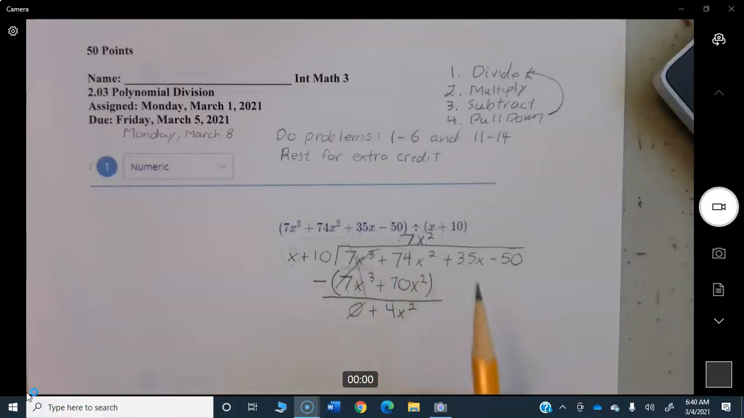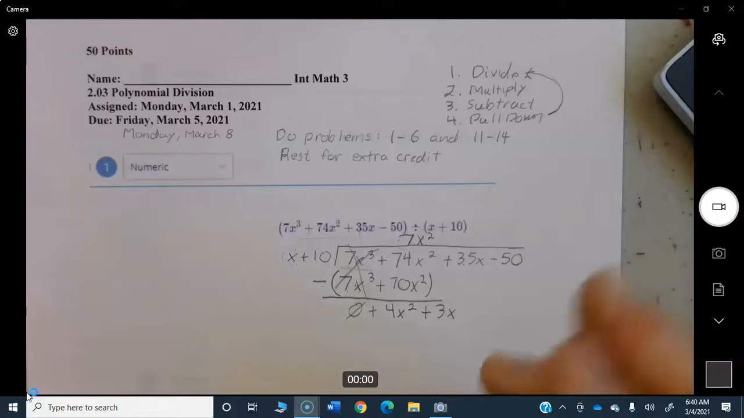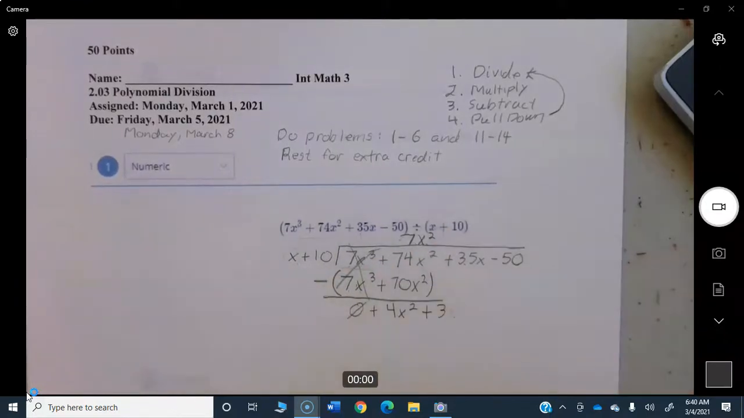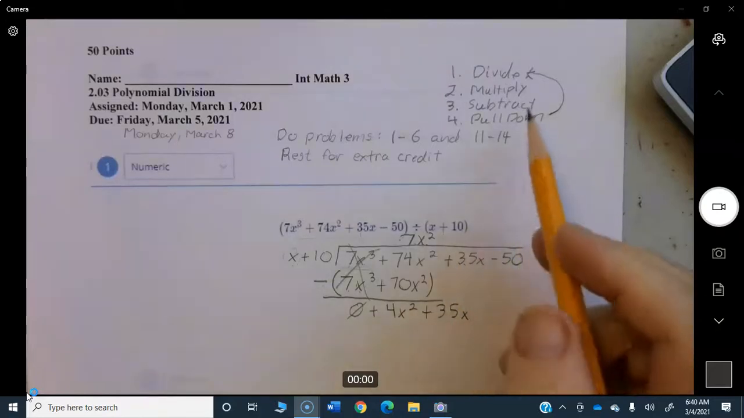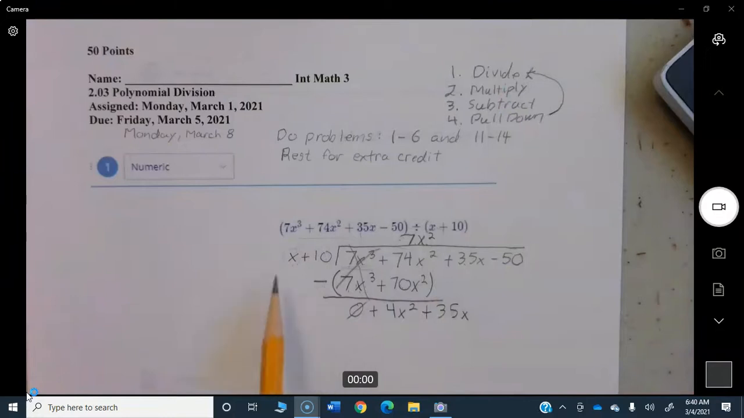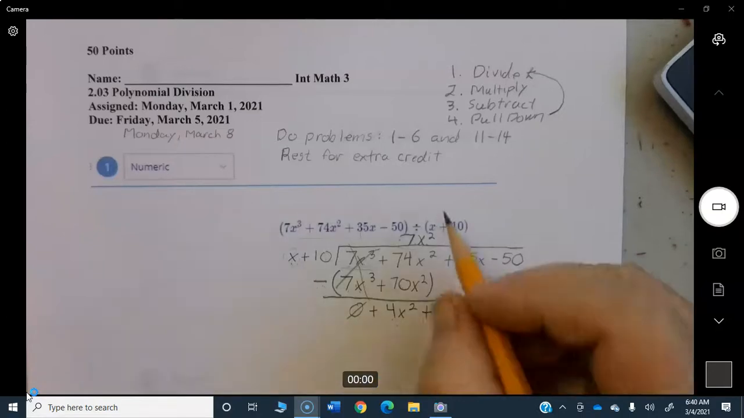Now the pull down step, you're going to take the 35x and you're going to pull it down. Okay, and then in some methods, and the way I was taught, you pull everything down, the minus 50, but you don't need that yet. So let's not pull that down until we need it. And let me correct that to 35x. So now I go back and I repeat the process over. So x goes into 4x squared. Well, how many times? In other words, what do you have to multiply x by to get 4x squared? Well, you have to multiply by a 4.